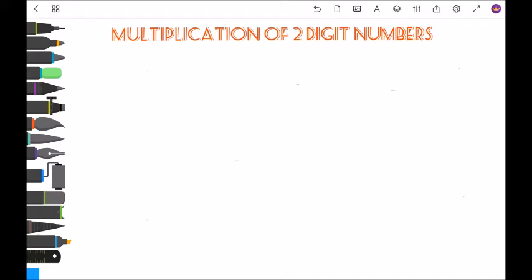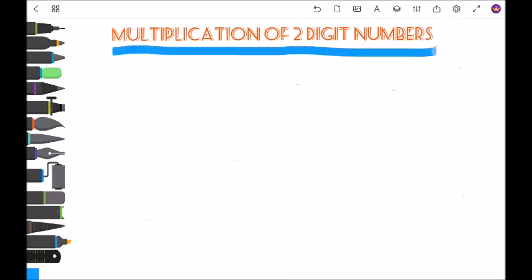Hi, today I will share to you on how to multiply two digits the easy way. So, multiplication of two-digit numbers. Let's say 53 times 27.